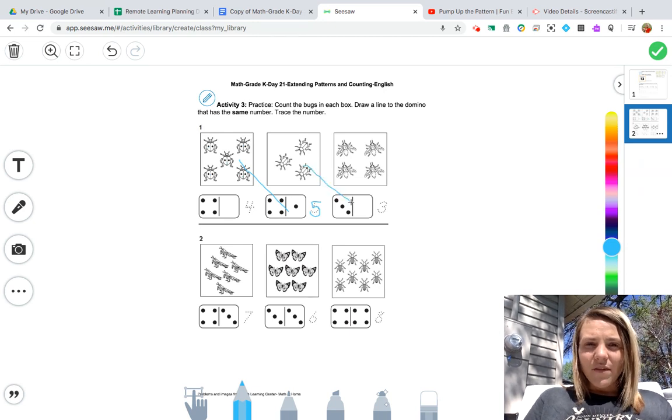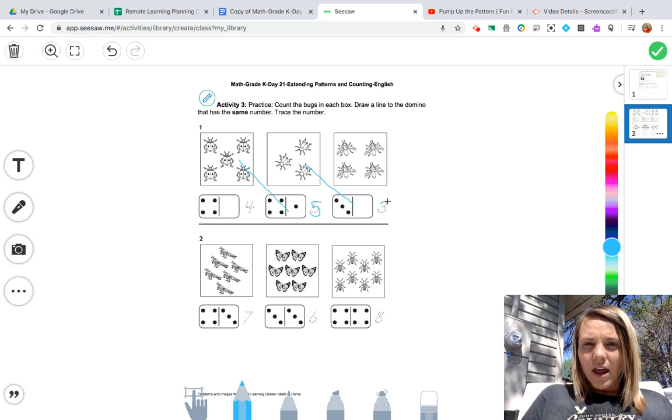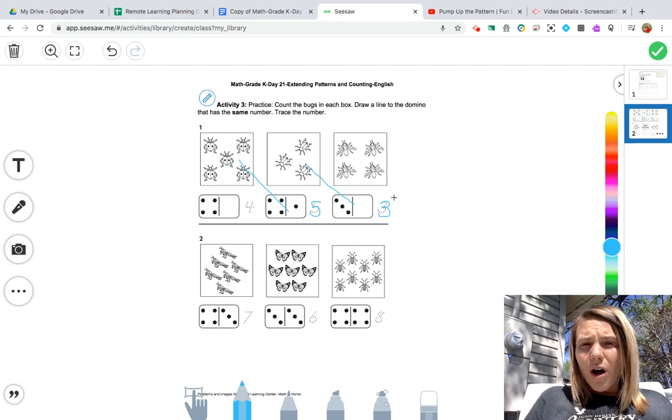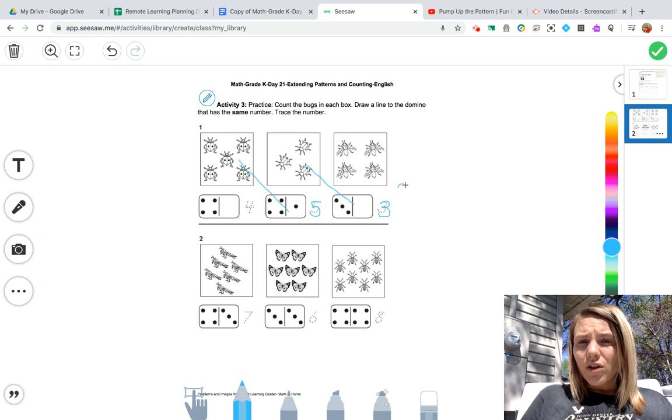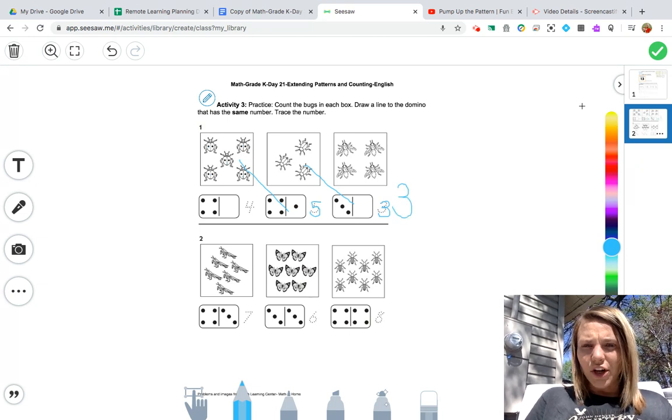So I'm going to draw a line from my 3 beetles to the domino that shows me the number 3. Then I am tracing the number 3. Remember, it's so hard to trace those numbers. If you have a hard time writing it that teeny tiny, you can write it really big like this off to the side. Whatever is easiest for you.